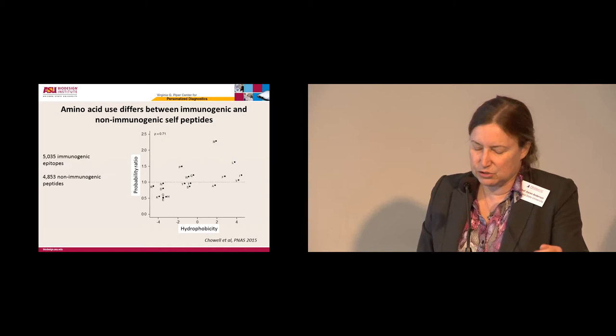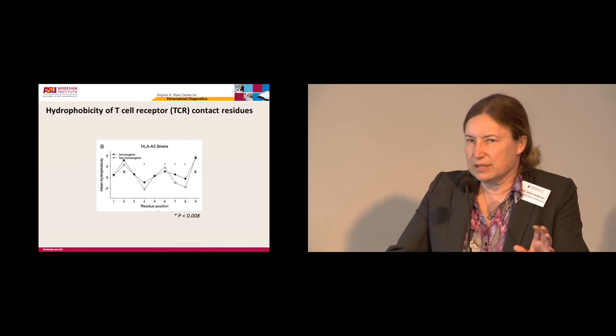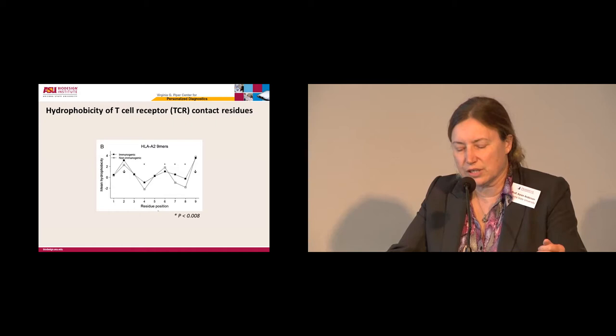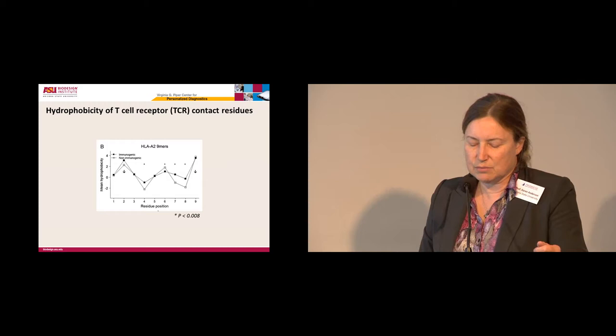And we went on, and if you break this down across residue positions, the hydrophobicity-based component of the bias that we were observing was not present in the anchor residues. As you might expect, the anchor residues should be the same whether you're immunogenic or non-immunogenic. What we really found was that the biases occur, in this case in HLA-2, around P4 and around P7, P8, where you start to see much more significant differences. And I want to point out that they're not hydrophobic.